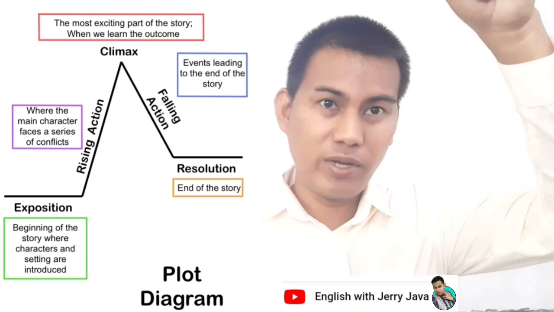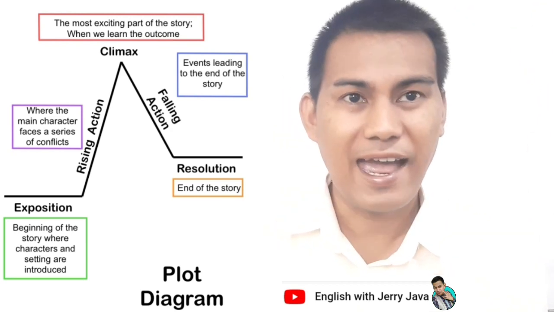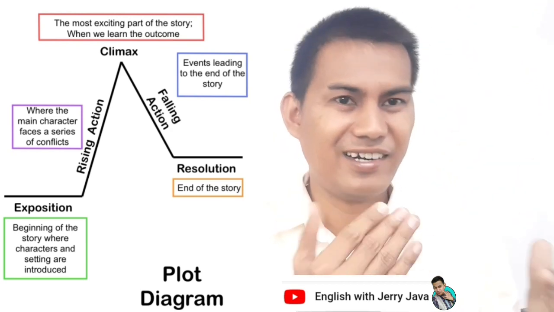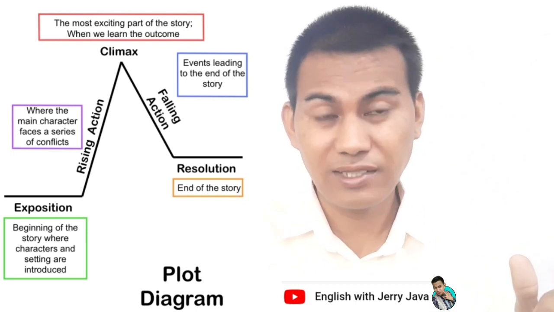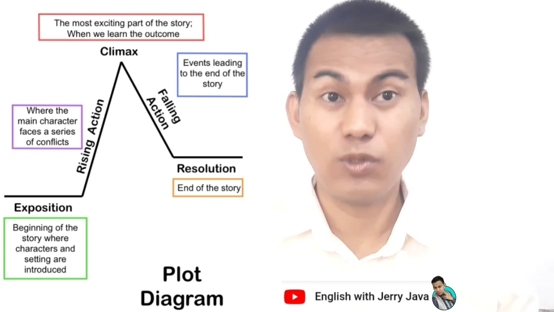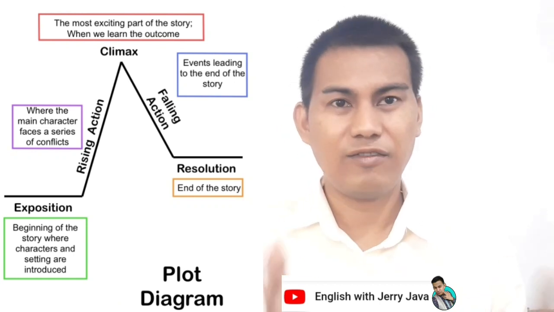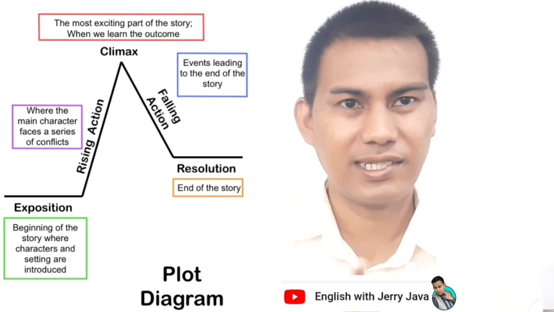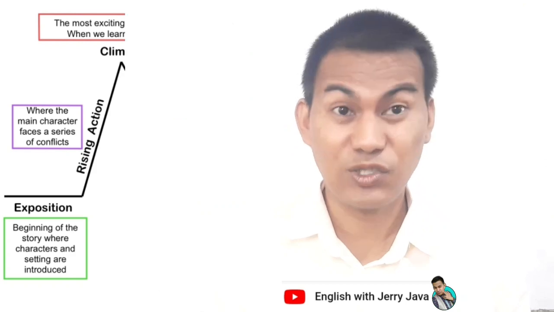Now, once you reach the top, you go down, and that's called the falling action. Problems are gradually, slowly solved. The last part, it's the resolution or the conclusion or the ending or the denouement. Everything is already fixed. It's the happy ending, usually.